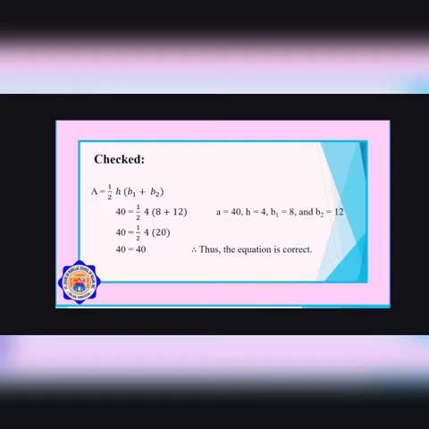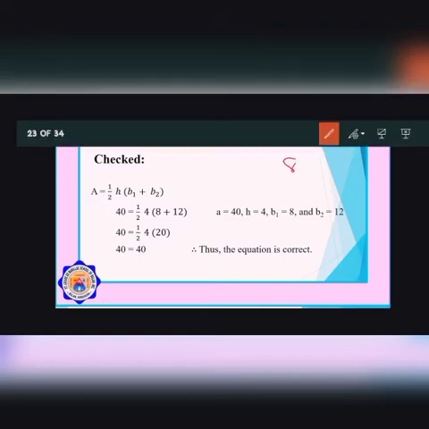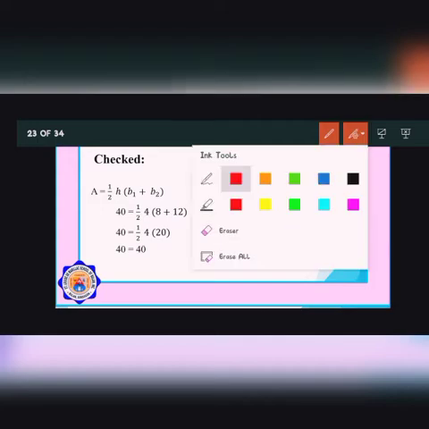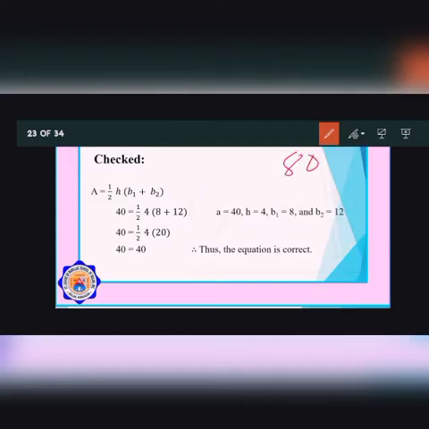Then, substitute the values of the variables, which is 40 is equal to 1/2 times 4 times the quantity of 8 plus 12. So, 8 plus 12 is equal to 20. Then, 20 times 4 is equal to 80. Then, if you multiply 80 by 1/2, 80 times 1/2 is equal to 40, because 80 divided by 2 is equal to 40 times 1, that is 40. So, thus, the equation is correct.